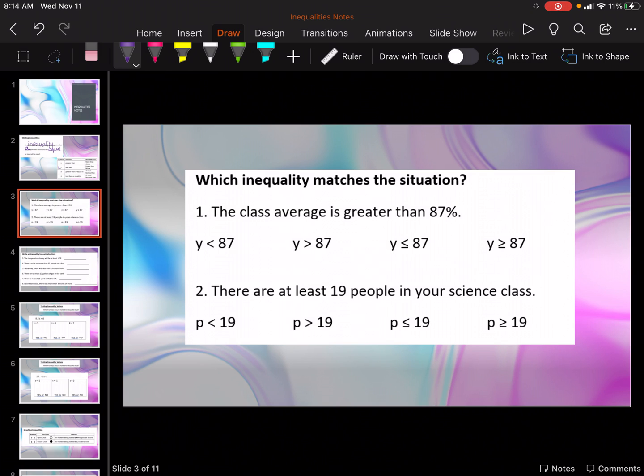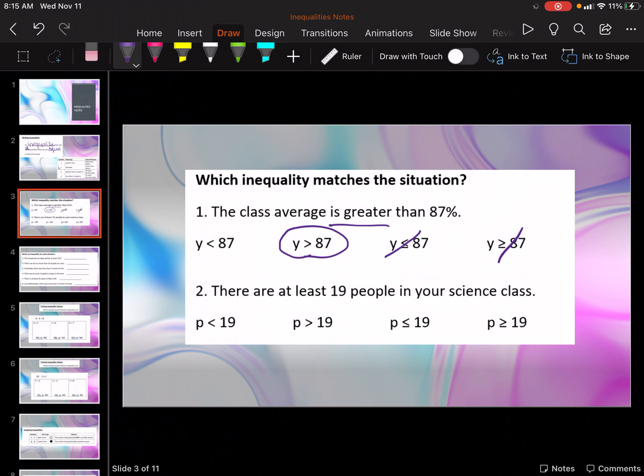The class average is greater than 87. So it's not going to be 87, so we can cross off the two equals signs, but it's going to be bigger. So our number is going to be 88, 89, 90. Okay, so which one shows that? Plug in 88 for Y and see which one works. This one is going to be the answer: Y is greater than 87. So I plug in 88 for Y. 88 is greater than 87. That is true.